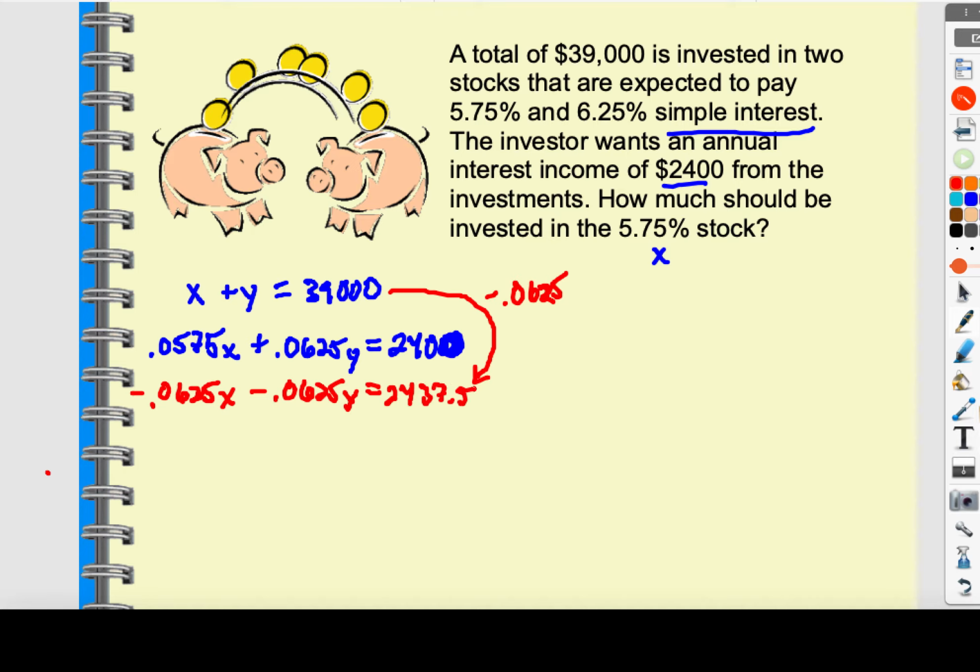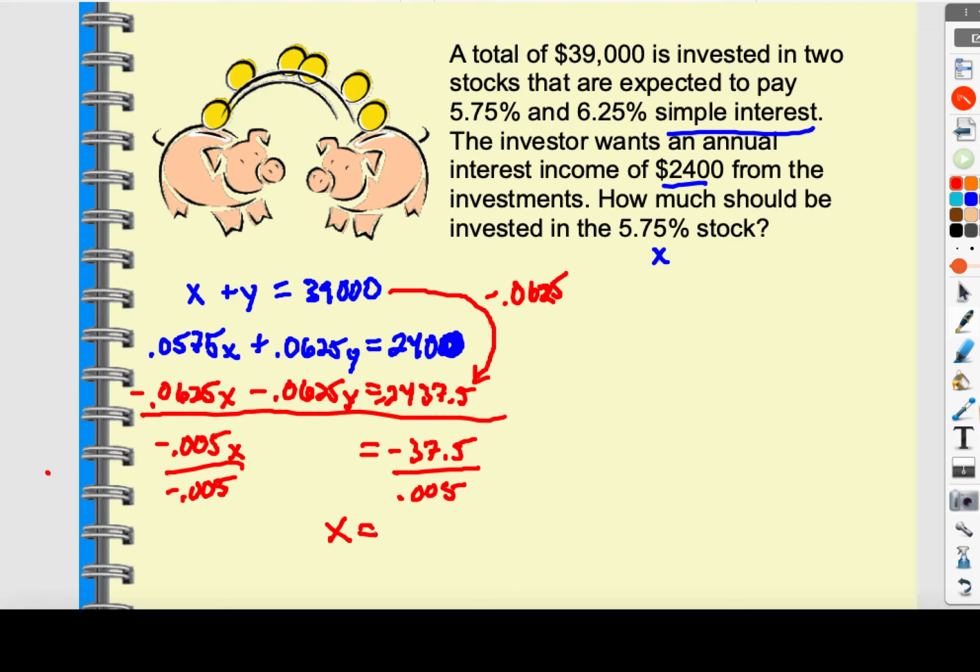2437.5. And don't forget that that was negative because we multiplied by a negative, so that when we add them up, right, we're going to get a good number here. Negative 0.005x. My y values are gone, and negative 37.5 over here. Let's divide by our negative 0.005.